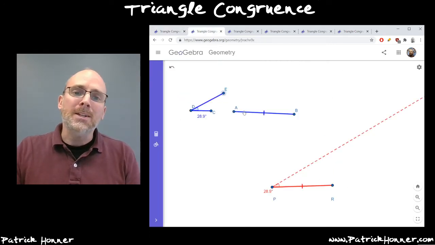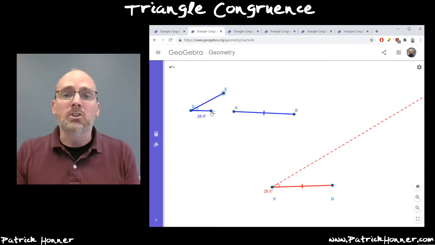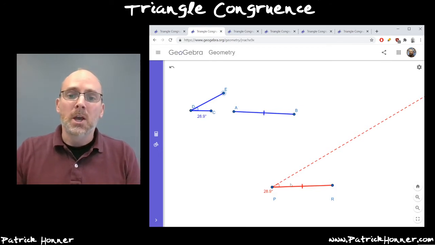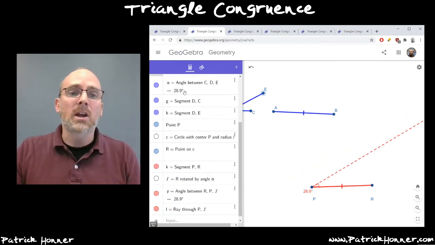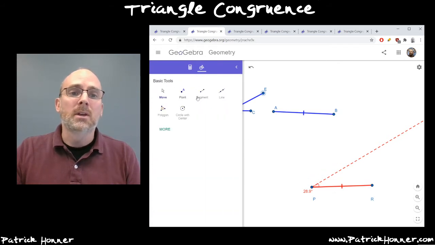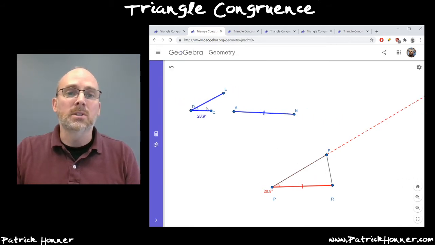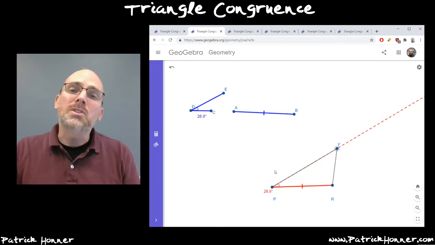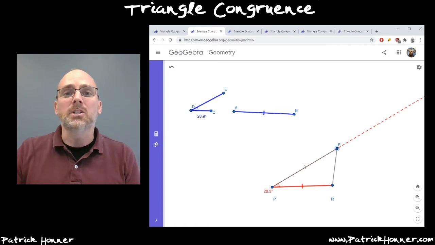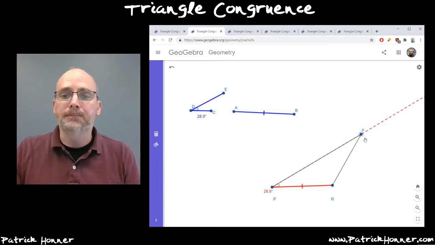Similarly, side-angle does not determine congruence of two triangles, because there are lots of different triangles you could make with a given side and a given angle. So we could put a point on that ray, and so this angle is congruent to this angle, this side is congruent to this side, but you can make lots of different triangles with that side and that angle. So side-angle is not a condition that would guarantee triangle congruence either.